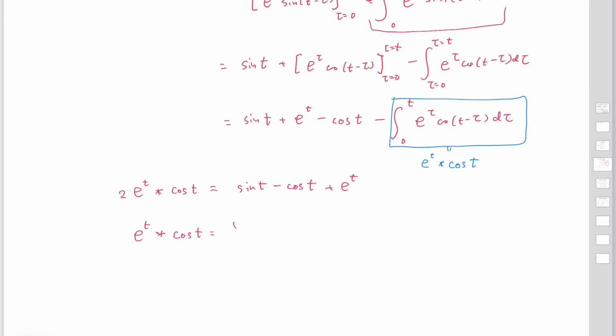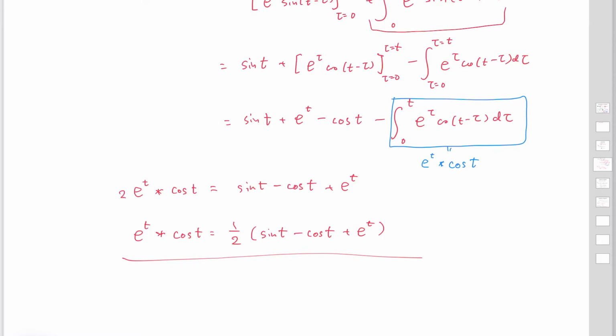Cosine t is 1 over 2 sine t minus cosine t plus exponential t. Okay, so I showed how to calculate the convolution. Then I'd like to show the Laplace transform of the convolution.